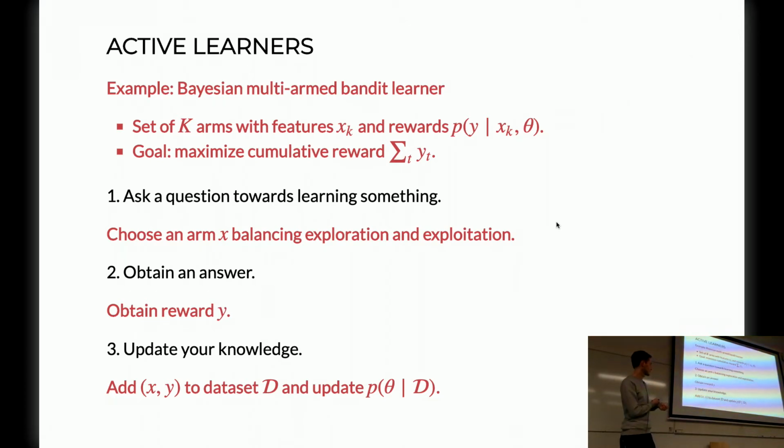In the first step, it chooses one arm, and now it needs to balance exploitation and exploration. Because it doesn't know about the arm reward distributions, it needs to learn about those, but at the same time it wants to maximize the amount of reward it's getting. And again, you use some strategy to choose an arm, you obtain a reward, and you add that to your dataset and relearn or update your model.